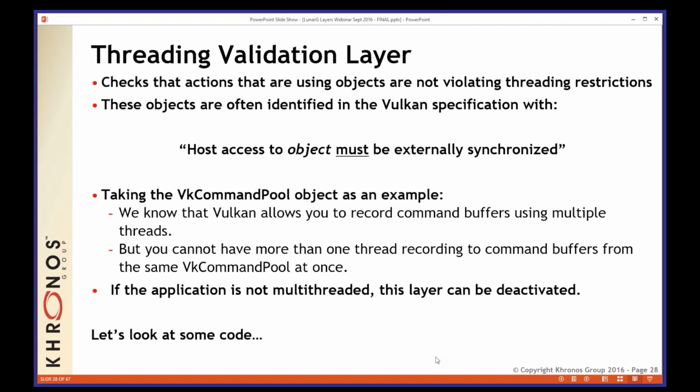So if you wanted to do multi-threaded command buffer recording, you would need to use multiple command pools. This could be a mistake an application developer can make, and that's why the threading validation layer is here: to check for problems like that. In general, if you know that your application doesn't do multi-threading, you could deactivate the threading validation layer. But I don't think leaving it in place hurts too much, because there's really not a lot of overhead.